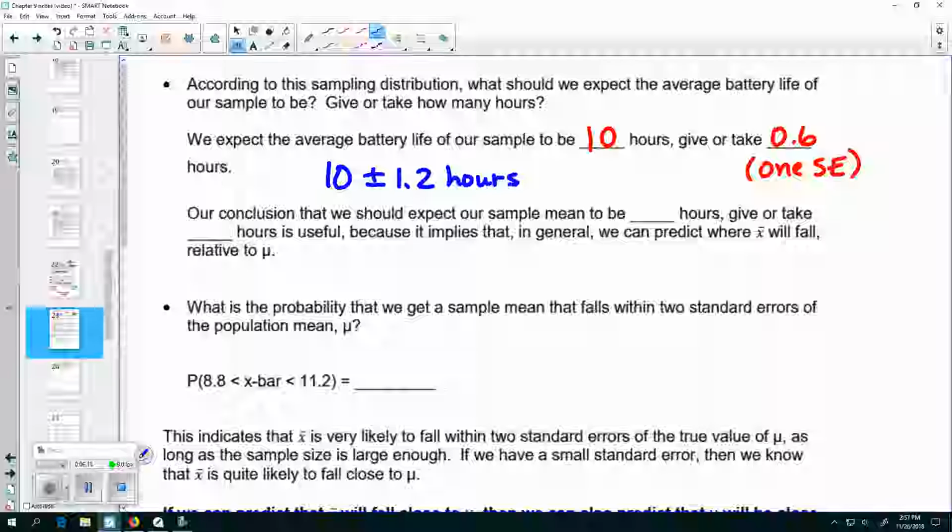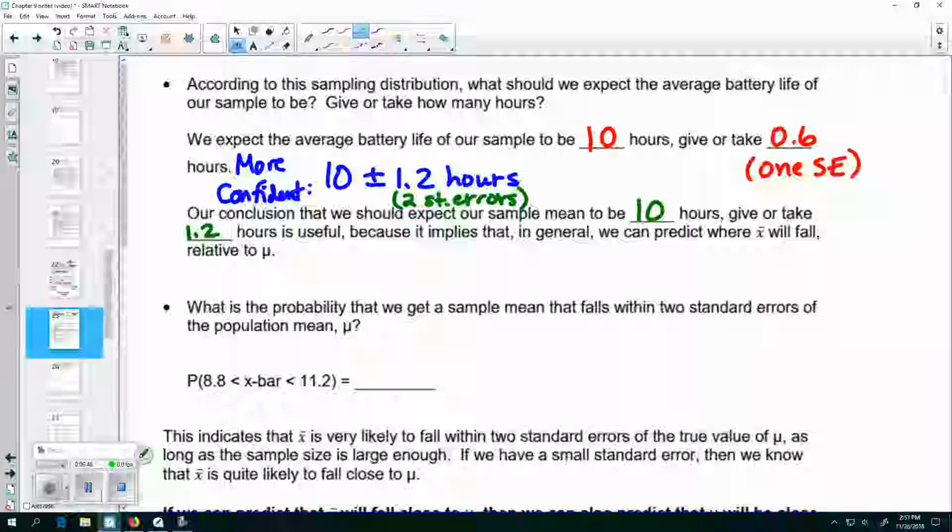This you'd be a little bit more confident because you're using more standard errors. So note that this is 2 standard errors. And that's what we started looking at in chapter 7 with confidence intervals. If you wanted to be more confident, you had to use more standard errors. And so here a conclusion that we should expect our sample mean to be 10 hours, give or take. Let's go with the 1.2 hours so you can be more confident.